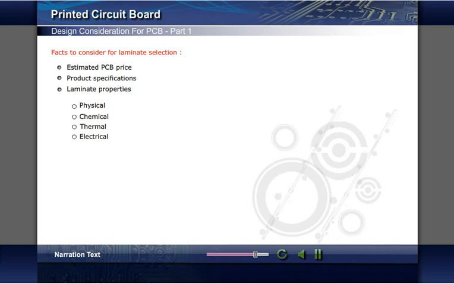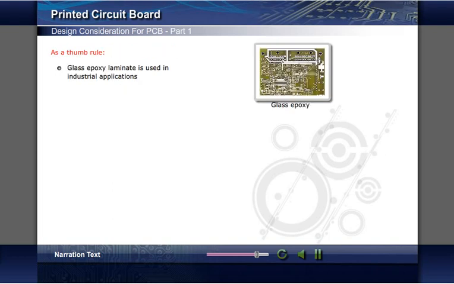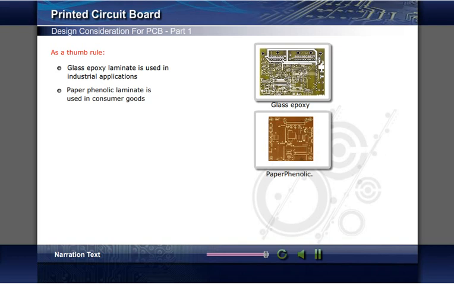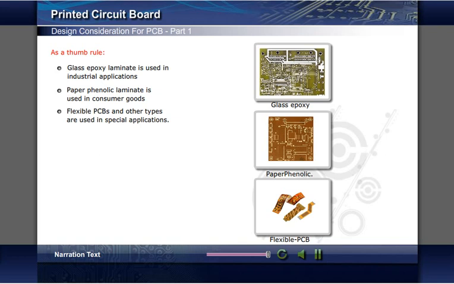As a thumb rule, glass epoxy laminate is used in industrial application. Paper phenolic laminate is used in consumer goods. Flexible PCBs and other types are used in special application.